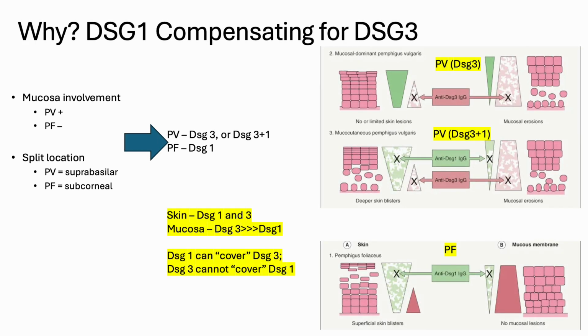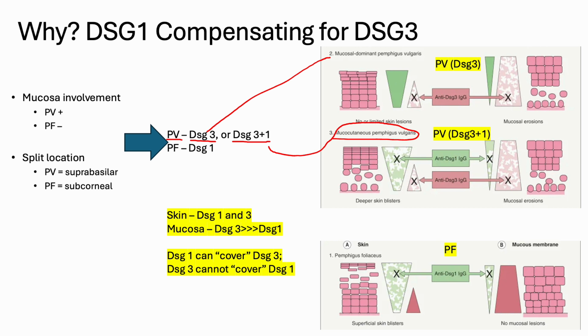Now let's talk about disorders. In the category of pemphigus vulgaris, remember we said there can be two combinations. The autoantibody only targets DSG3, or it can have a combination of DSG3 plus DSG1, and we give them different names. If the autoantibody only targets DSG3, we give the name mucosal dominant pemphigus vulgaris. If we have a combined DSG3 plus 1, we give the name mucocutaneous pemphigus vulgaris.